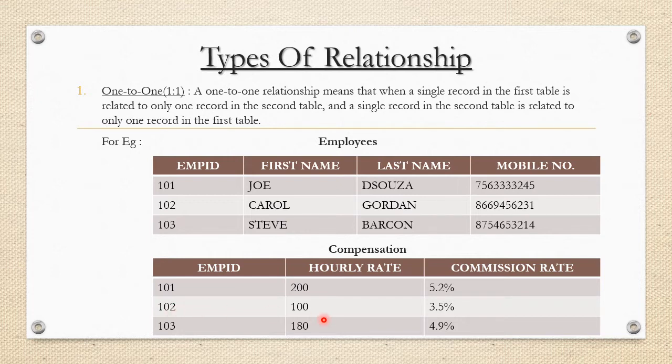Similarly, employee ID 102 gets an hourly rate of 100 and a commission rate of 3.5%. Then employee 103 gets an hourly rate of 180 and a commission rate of 4.9%. So how many attributes or fields does this table contain? 3. And how many records are there? 3. Now see, when you look at this record and this record, can you find any duplicates?